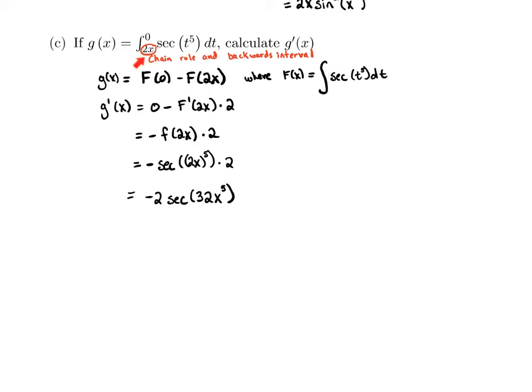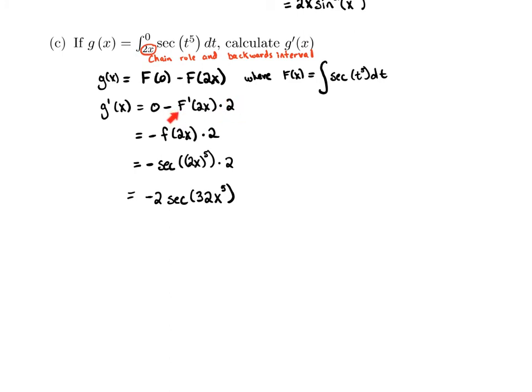Part C is similar in that it's not just an x, and furthermore, it's on the bottom of my interval instead of the top. We could flip it around and use the negation property, but I'm going to just do the same approach. I'm going to say g of x is capital F at 0 minus capital F of 2x, where this capital F is whatever this antiderivative is. Again, I don't need to know the antiderivative because in the next step I'm going to take the derivative of it. So g prime of x, the derivative of a constant is 0, and the derivative of capital F is f at 2x times 2. That 2 is from the chain rule.